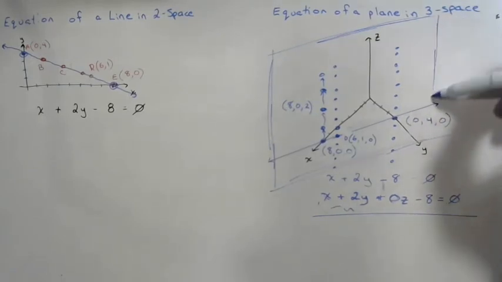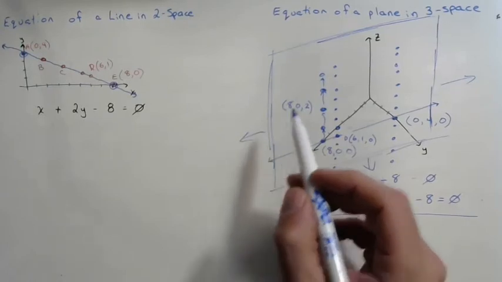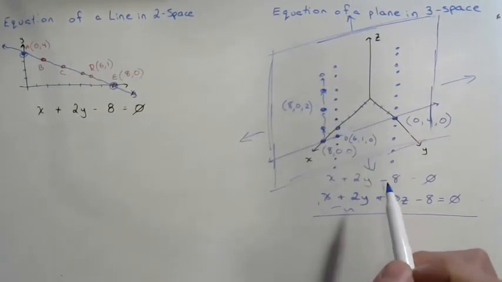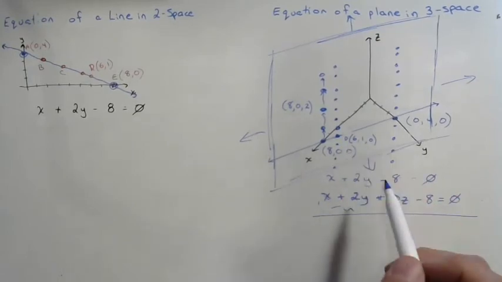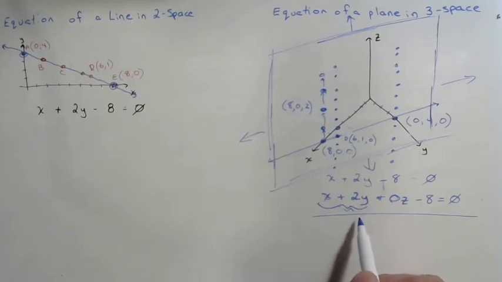Okay? And this plane extends infinitely in all four directions, and it runs parallel to the z-axis, and z can be any value because the equation is only determined by the relationship between x and y.